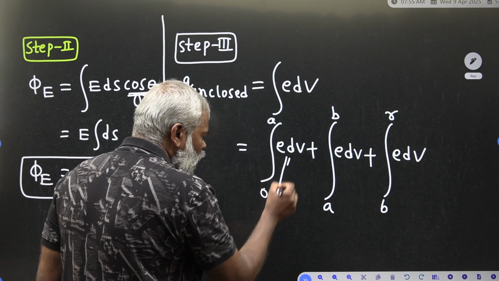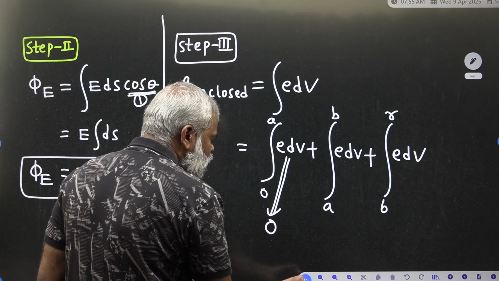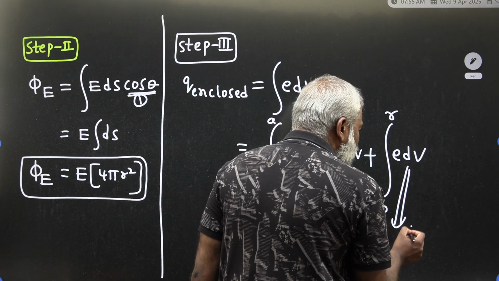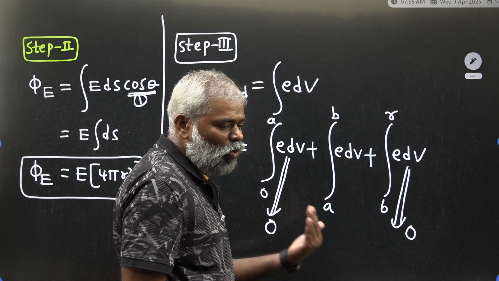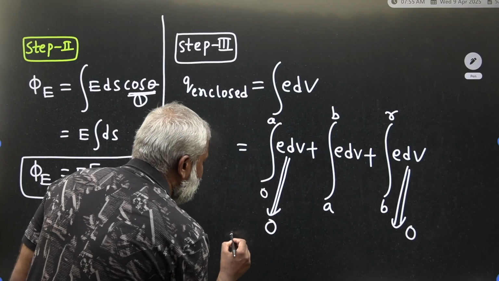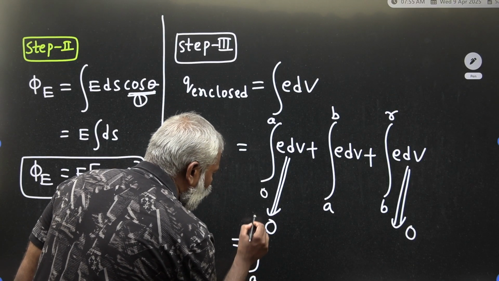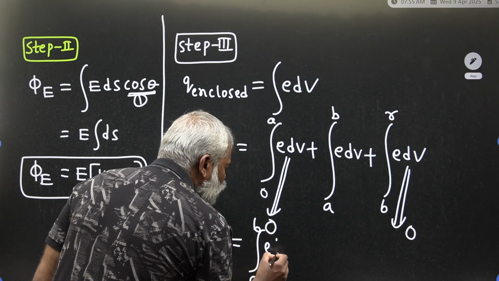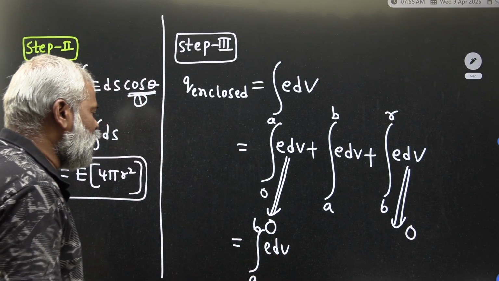This is a shell, but inside there is no charge distribution, rho is equal to 0. Outside also there is no charge distribution, rho is equal to 0. The charges exist only between a and b. That is why you have to take the integral from a to b.